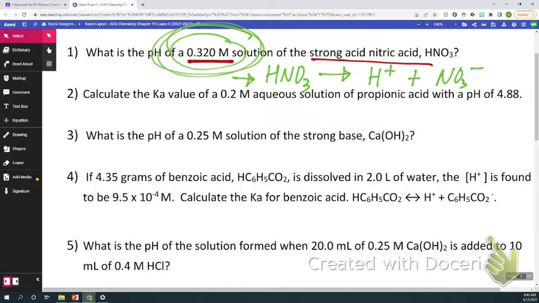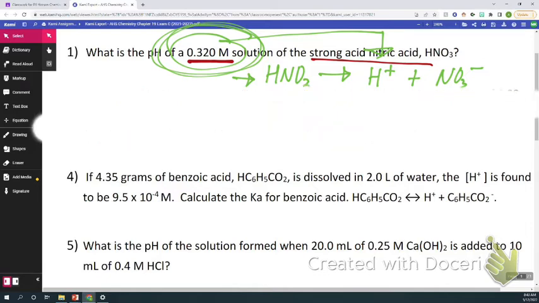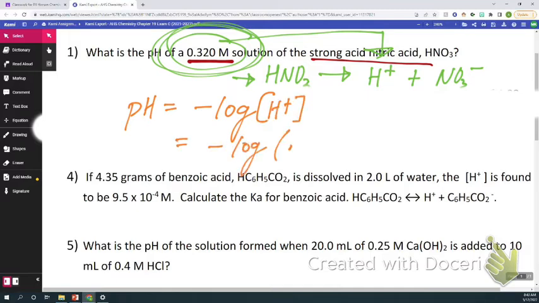So if that is the H plus, then you can solve for the pH. You just negative log the H plus, right? So you negative log 0.320 in your calculators, and you're done with that problem. Okay, so that's what you have to do for a problem like that.